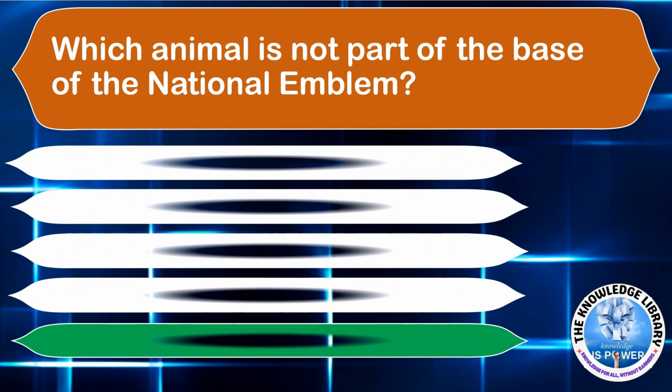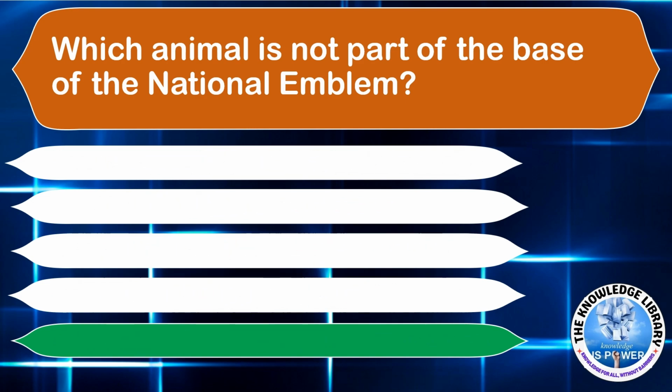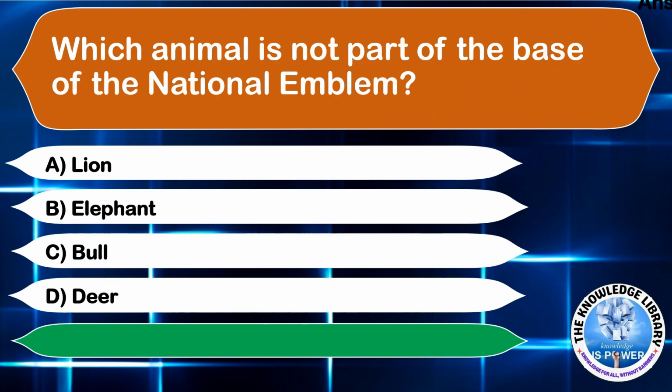Which animal is not part of the base of the national emblem? Option A, lion. Option B, elephant. Option C, bull. Option D, deer. The correct answer is option D, deer. Move to the next question.